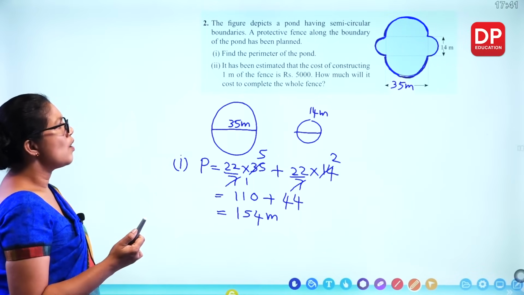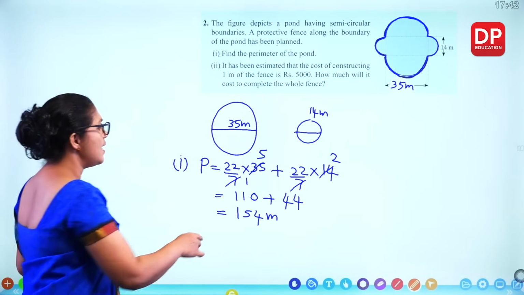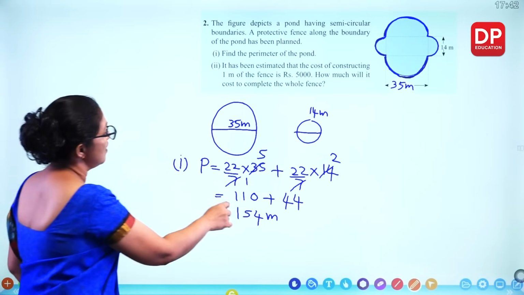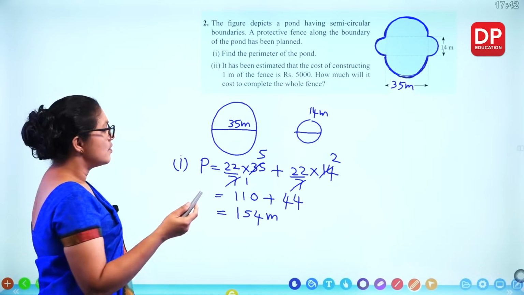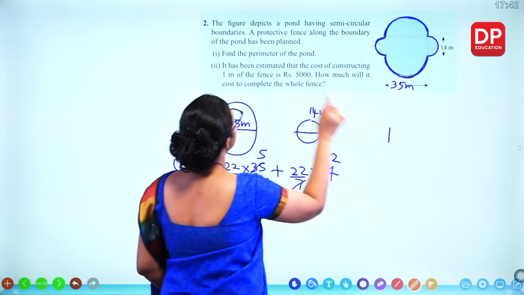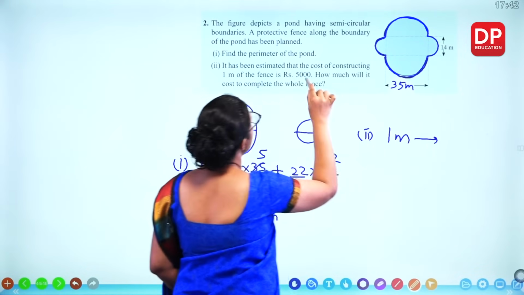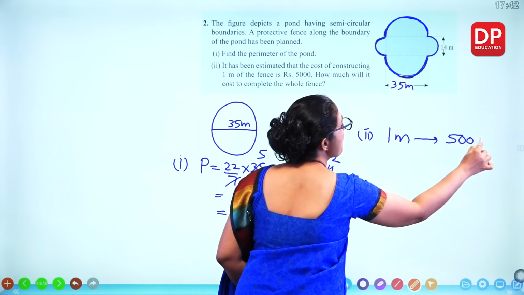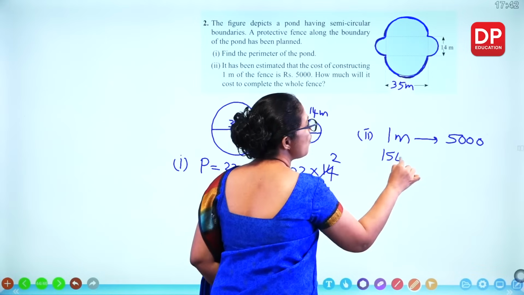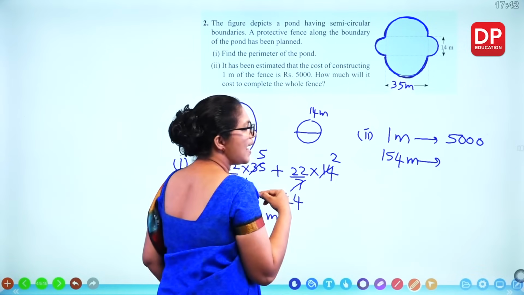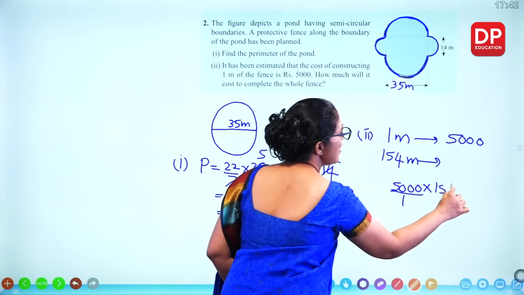Now second part it says it has been estimated that the cost of constructing 1 meter of the fence is 5,000. How much will it cost to complete the whole fence? So here it's given the 154 is the total perimeter. So 1 meter costs how much? 5,000 rupees. So total perimeter is 154 meters. So what's the cost for that?